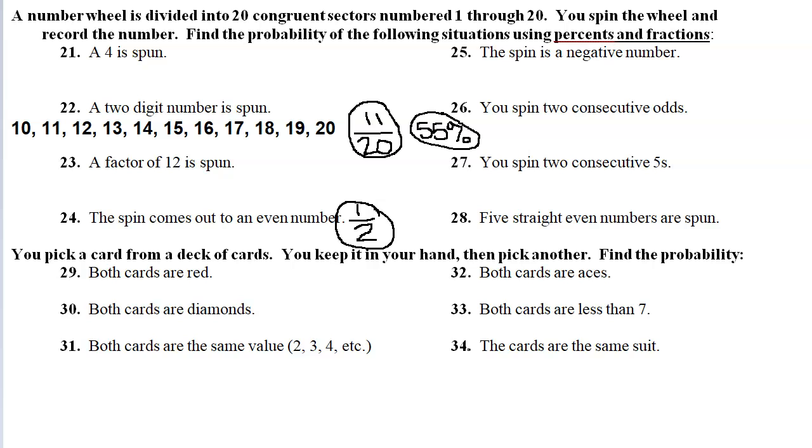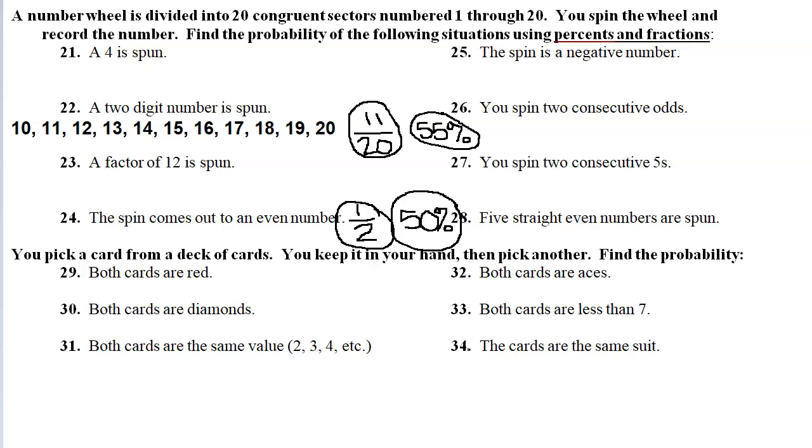Like let's say your spinner was from 1 to 5. Only 2 of the 5 numbers would be even, because 2 and 4 would be even. 1, 3, and 5 would be odd. So 1 out of 2 is just going to be a plain old 50%. I'm not going to spend any more time on that one than I have to.